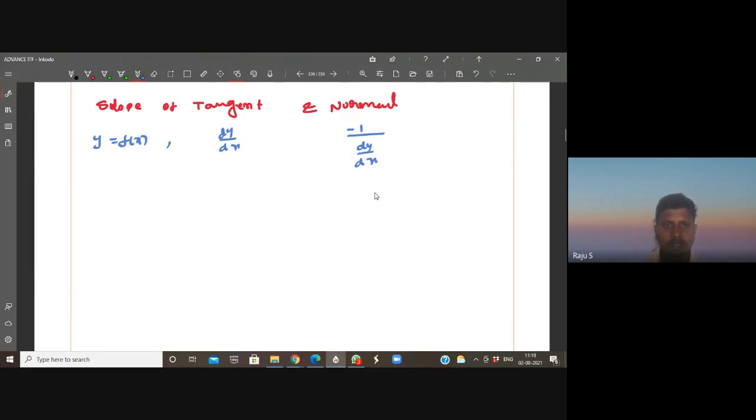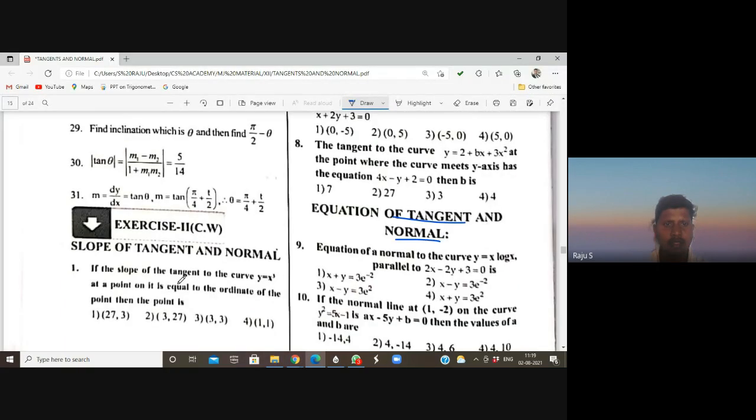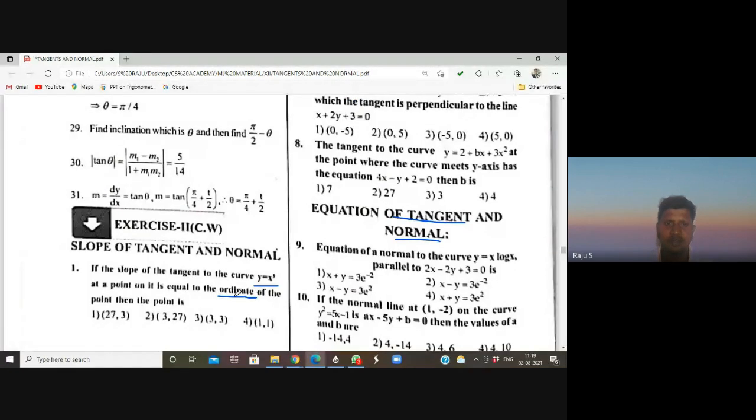Okay. Now let us do the problems. The problems are very easy. Look here. First, question number one. If the slope of the tangent to the curve y is equal to x cube at a point on it is equal to the ordinate of the point, then the point. Is it difficult? No, it is not at all difficult. Okay, see what they're asking here.